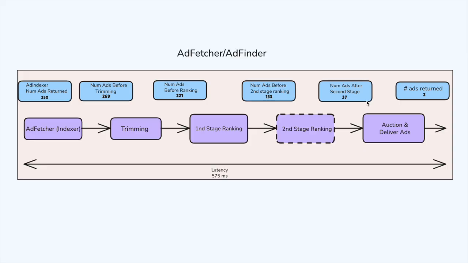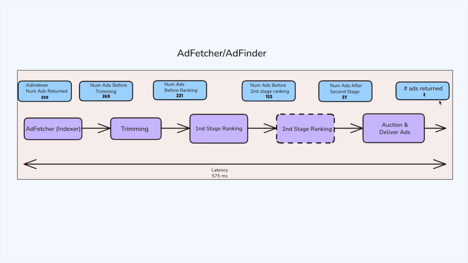Finally, we move to the auction and delivery stage. Out of the 37 ads, only 2 are selected and shown to the user. This is done using an auction mechanism, where each ad has a bid and a quality score. The system combines these signals to decide which ads win and in what order. The goal here is to balance relevance for the user with revenue for the platform.